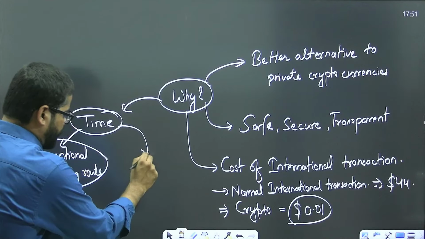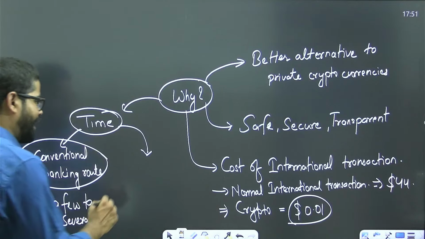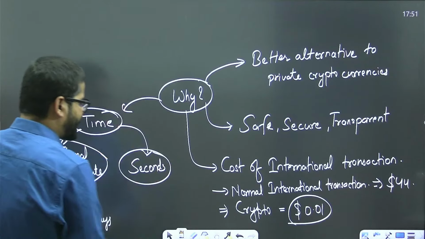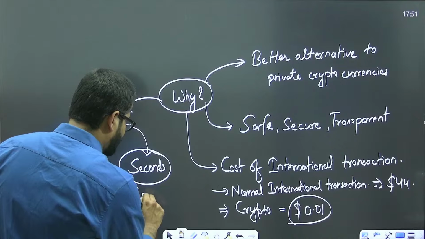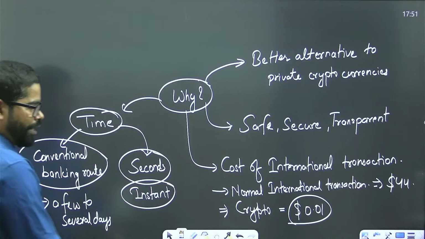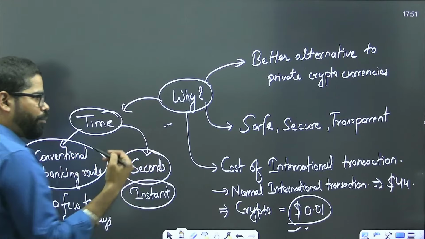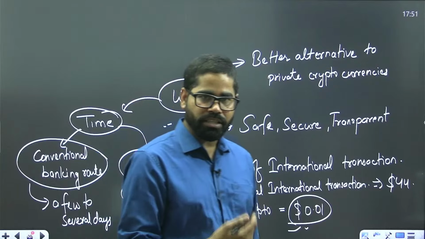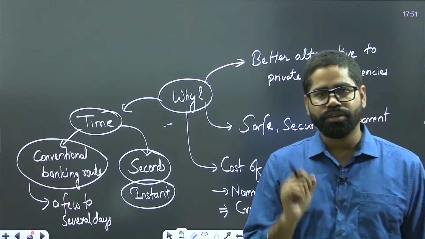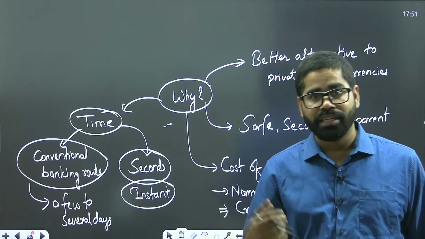And this is something like, if we talk about this, it is seconds, or you can say simply it is instant. There is an instant transaction at a cost of $0.01, whereas in a normal international transaction, it starts from $44 per transaction, and it can take several days.